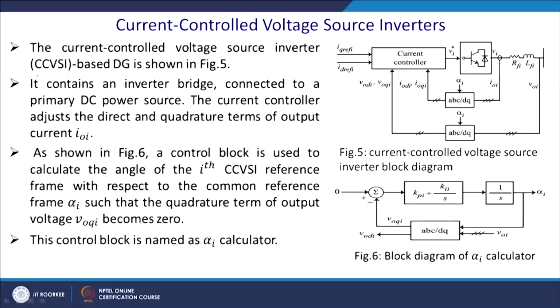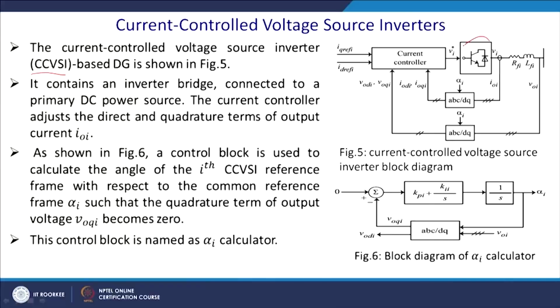So, for the current control voltage source inverter, we now come to another interesting topic. Previously, we had a voltage control voltage source inverter. Now, we will come across the current control voltage source inverter. Of course, it will be controlled in the DQ frame. It contains an inverter bridge, this one, connected to a primary DC source. It can be a solar cell or a fuel cell.